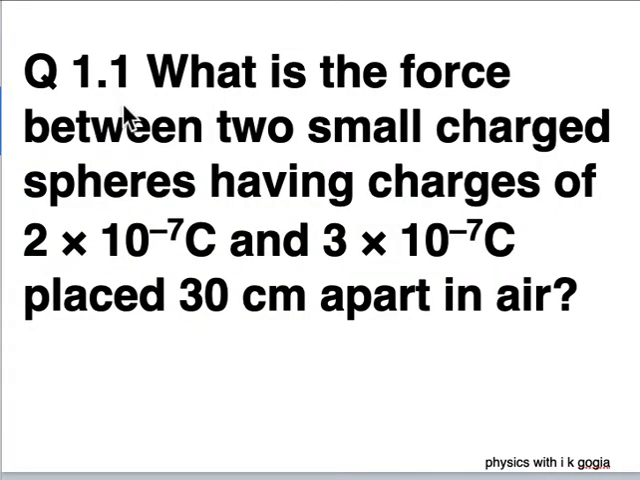Let's have a look at question number 1. What is the force between two small charged spheres having charges of 2 into 10 to the power minus 7 coulomb and 3 into 10 to the power minus 7 coulomb, placed 30 centimeter apart in air? Let's analyze. Here the force is the unknown quantity. Small charge sphere means you can take the charges as point charges. The two charges, you will name them as Q1 and Q2. The separation or distance r between them is 30 centimeter, and we will have to express this distance in meters.